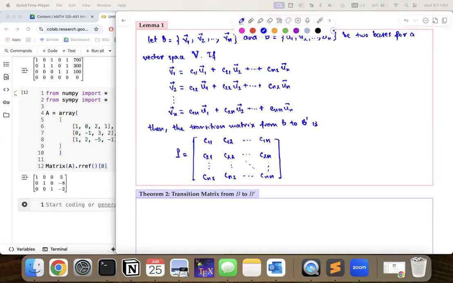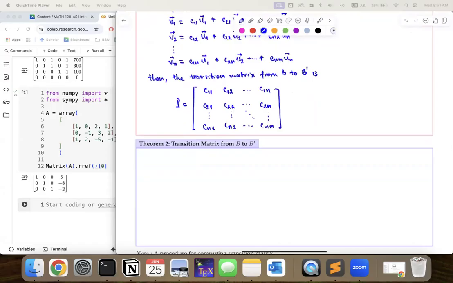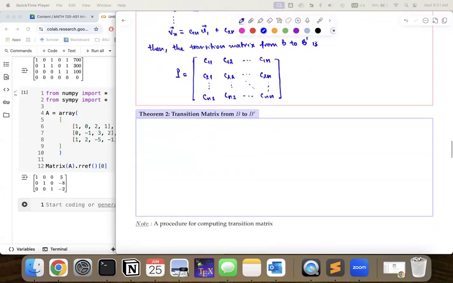All right, so let's take a quick break here. Let's take a 10-minute break, and we're going to come back and continue with the procedure to find the transition matrix from one basis to another basis, and then look at some examples. All right, I will see you in 10 minutes.